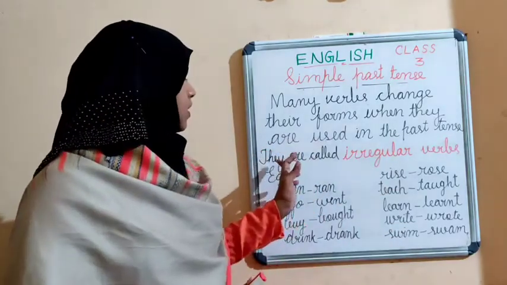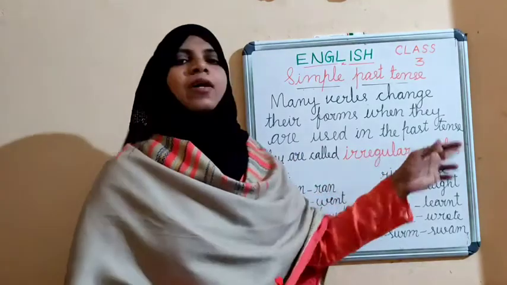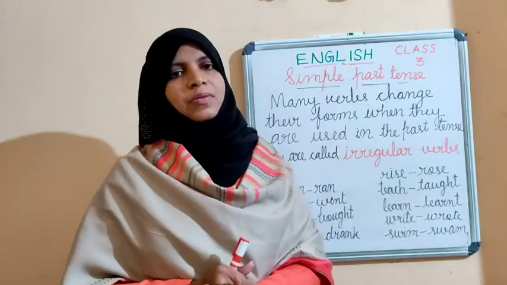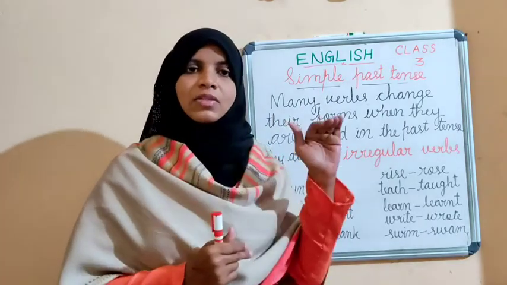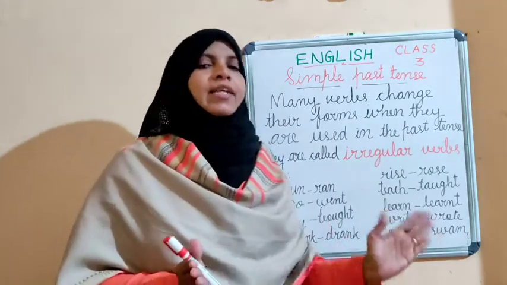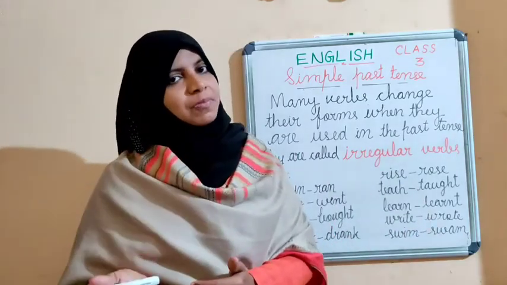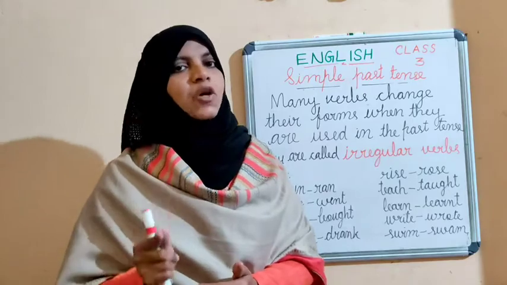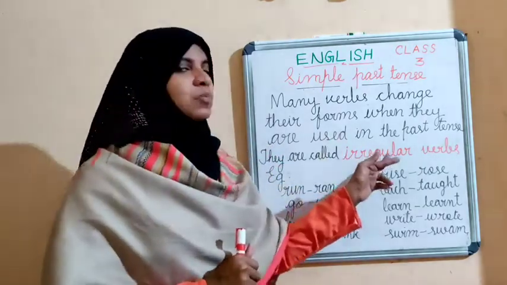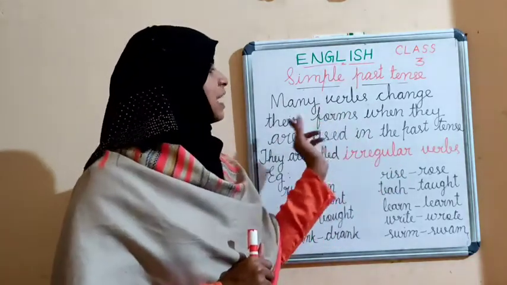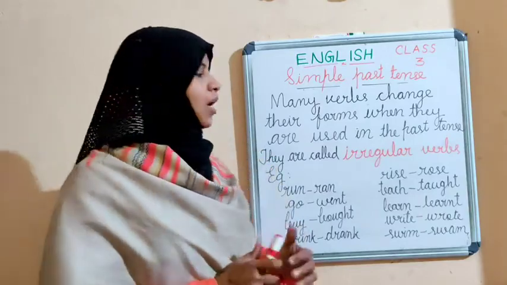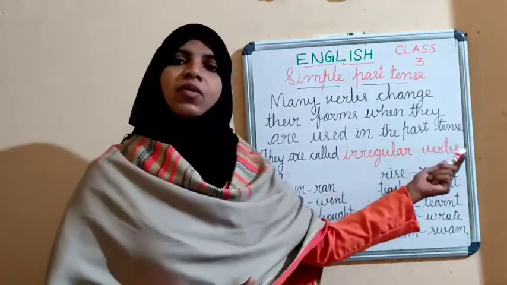Okay? They are called irregular verbs. Regular verbs and irregular verbs. Two types of verbs are used in the past tense. Regular verbs means when we add D or ED to a verb. And irregular verbs means verbs change their forms when we use them in the past tense. They are called irregular verbs.